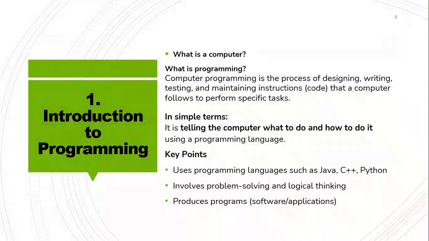So let us define what is programming. Computer programming is the process of designing, writing, testing, and maintaining instructions or code that a computer follows to perform specific tasks. In simple terms, it is telling the computer what to do and how to do it using a programming language. So the key points here is that in computer programming, we use programming languages such as Java, C++, and Python. It involves problem solving and logical thinking. It produces programs or software or applications.